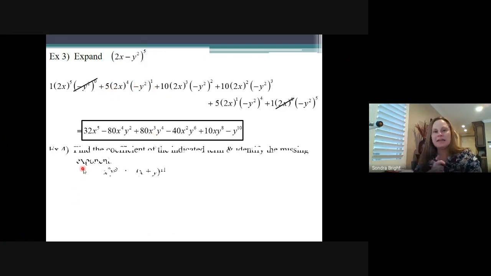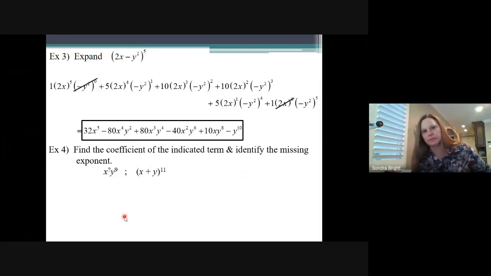All right, now we're not going to expand the whole thing. We're just going to find something specific in the expansion. So we're going to find the coefficient of the indicated term and identify the missing exponent. All right, so on the term that has x to some power y to the 9th in the expansion of x plus y to the 11th, that would be a pain, right? We could do it, but we wouldn't want to, right?